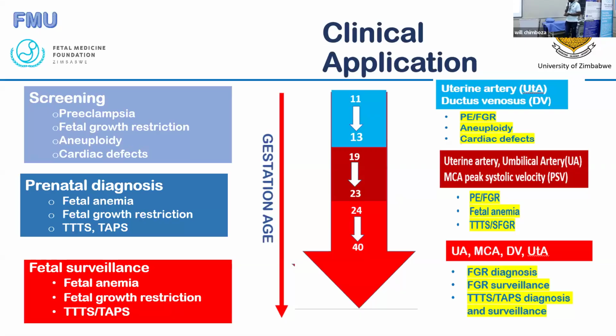Then there is also need for surveillance of fetal anemia to see if there is improvement taking place. I think there's a case we are going to hear whereby there was some intrauterine transfusion. So you can use the Doppler for surveillance to see if there is improvement and probably if there is need to redo the transfusion. All right, so I think I've touched on everything.